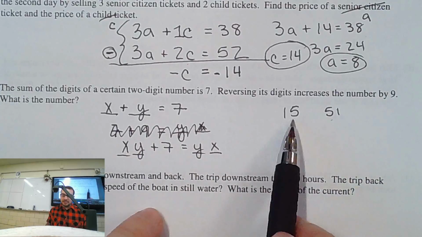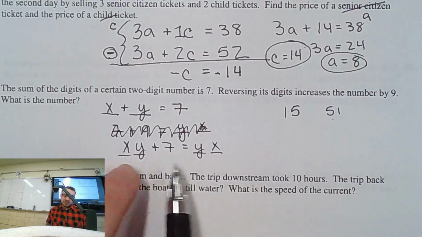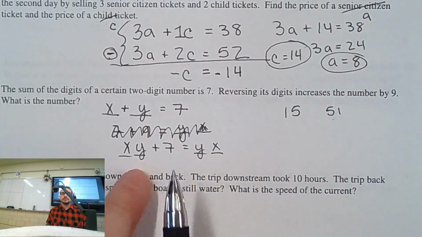So if we reverse the digits between these, we have a huge increase, right? From 15 to 51. If we reverse the digits here, it's only an increase of 7.